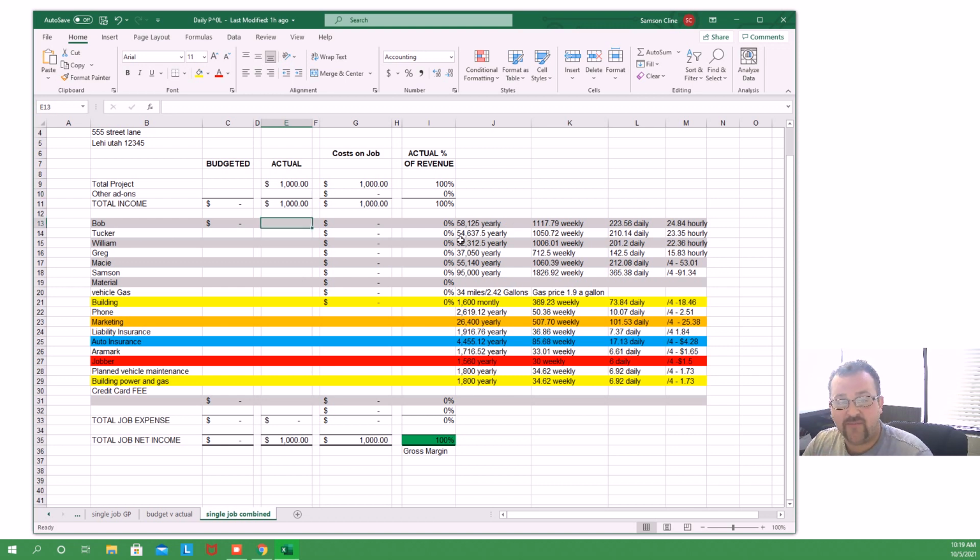So Bob here, I've broken it down. This is how much he gets a year, weekly, daily, hourly if it's a half a job. So if I'm like a day and a half, I can break things down because I'm a 9-hour work day. But let's just say I think it'll take one guy 1 day to do, or Bob to do one day. So he's going to be $223.56.